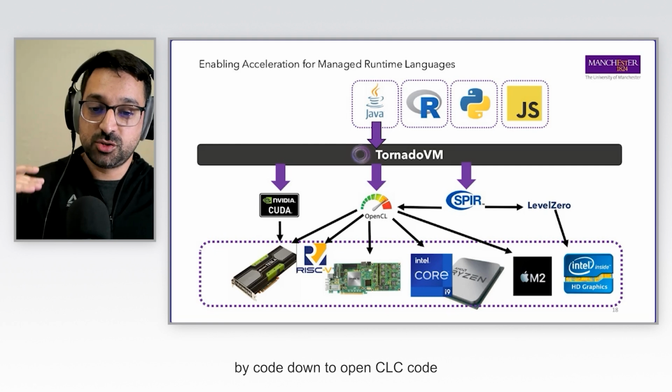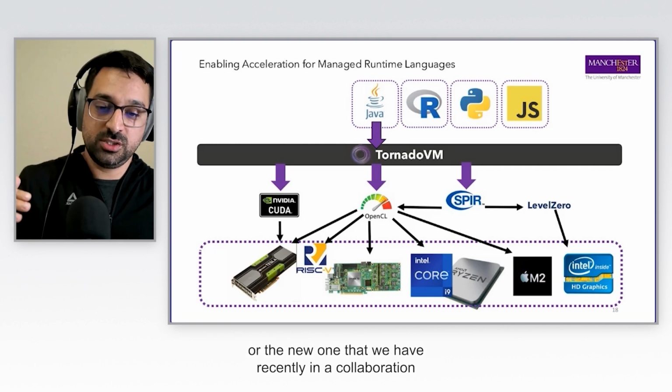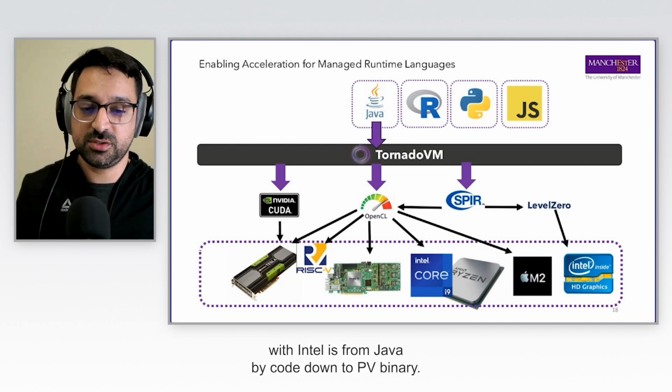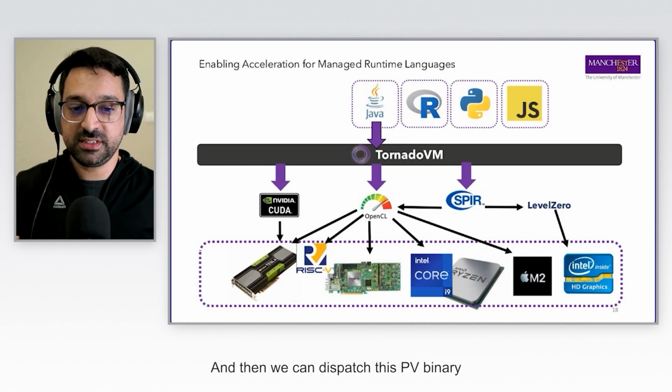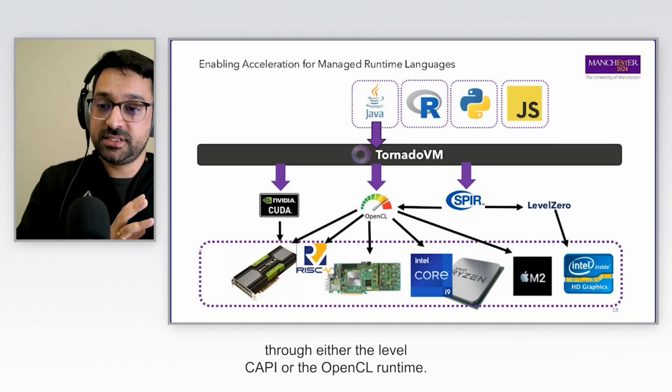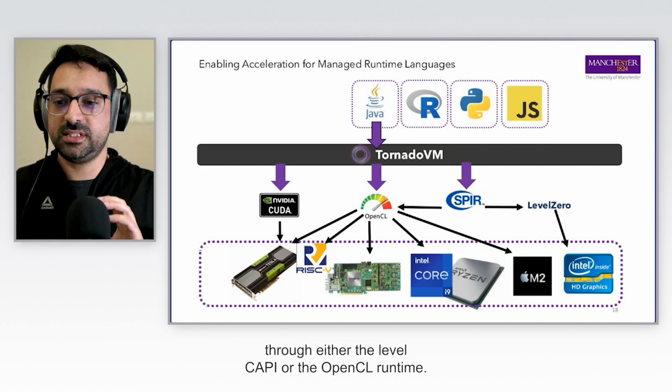Java bytecode down to OpenCL C code, or the new one that we had recently in a collaboration with Intel, is from Java bytecode down to SPV binary. And then we can dispatch this SPV binary through either the Level 0 API or the OpenCL runtime.